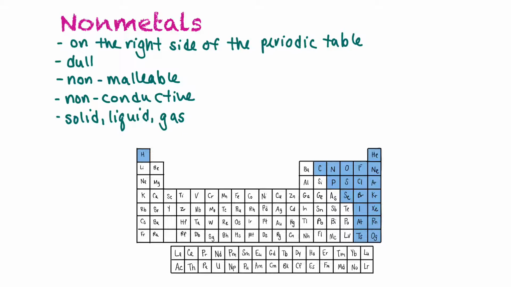The nonmetals are found on the right-hand side of the periodic table, so right here in blue. And then hydrogen being special is also blue because it's not a metal. And these properties are that they are dull, they're non-malleable, so if they're a solid, they'll be brittle. They don't conduct heat and electricity, and they can be found in all three states. So some are solids, some are liquids, and some are gases.